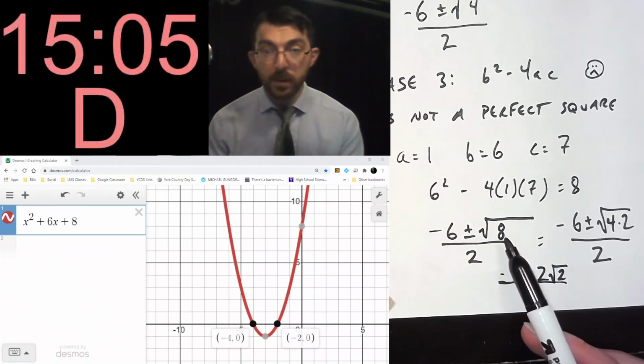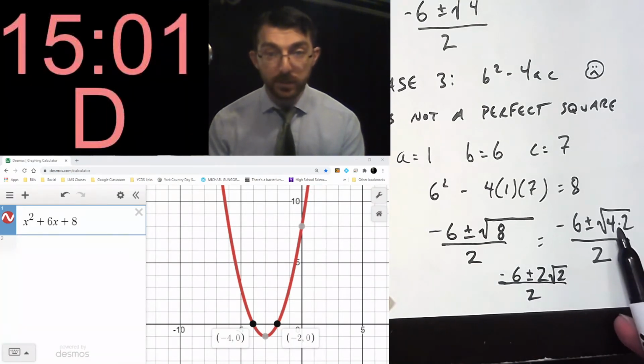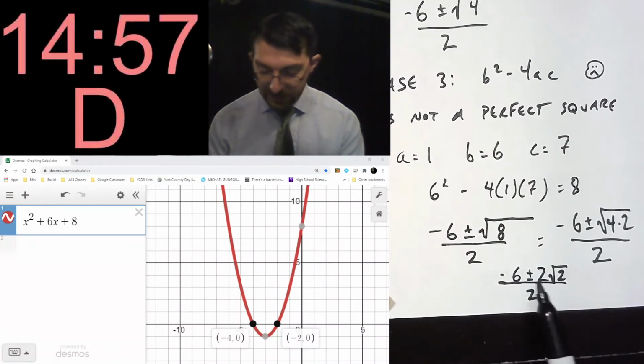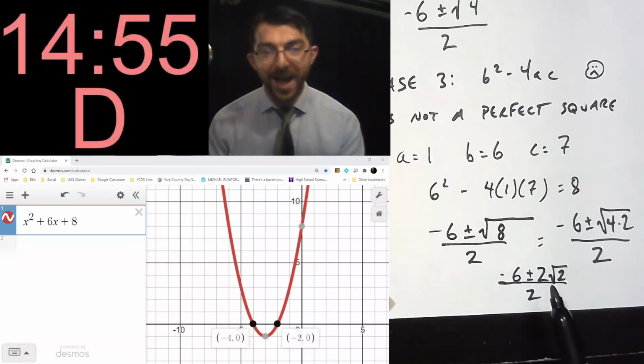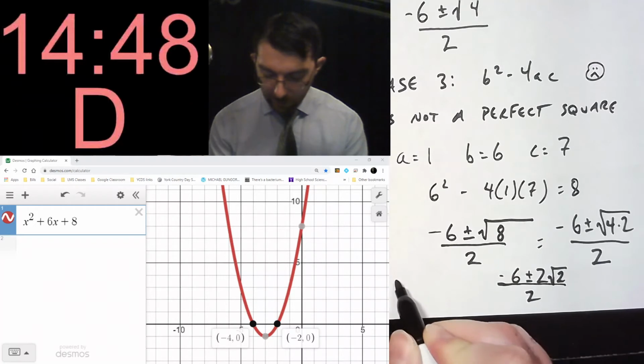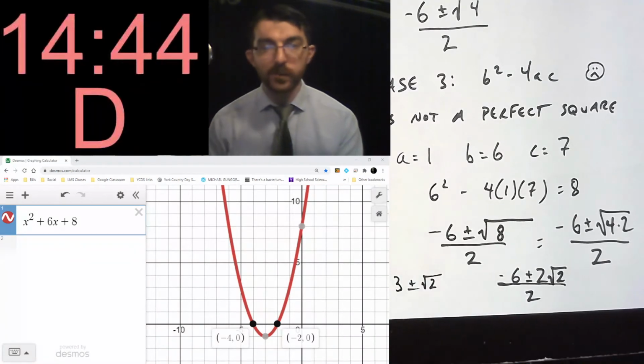If you take that square root of 8, factor the 4 out inside the square root, then that becomes a 2 outside the square root, and all of a sudden I've got even numbers on the top and on the bottom. Cancel a 2 out everywhere. Here's what you end up with. Negative 3 plus or minus the square root of 2.